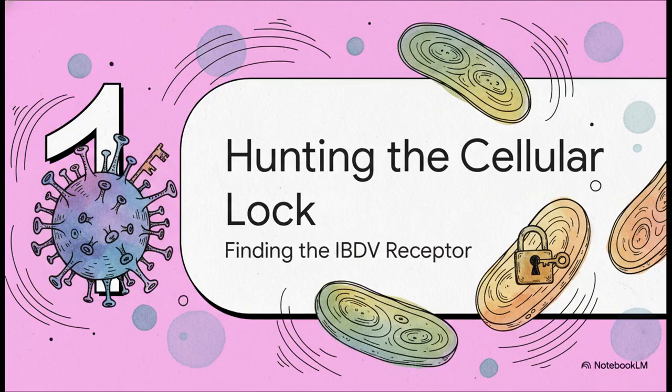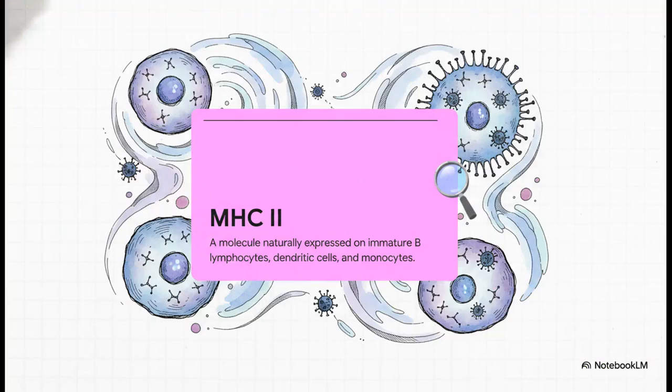Section 1. Hunting the cellular lock. To stop this microscopic burglar, the investigators needed a prime suspect. So they started looking at the specific cells the virus actually preferred to attack. And the main suspect quickly became a molecule called MHC II, which stands for Major Histocompatibility Complex II.